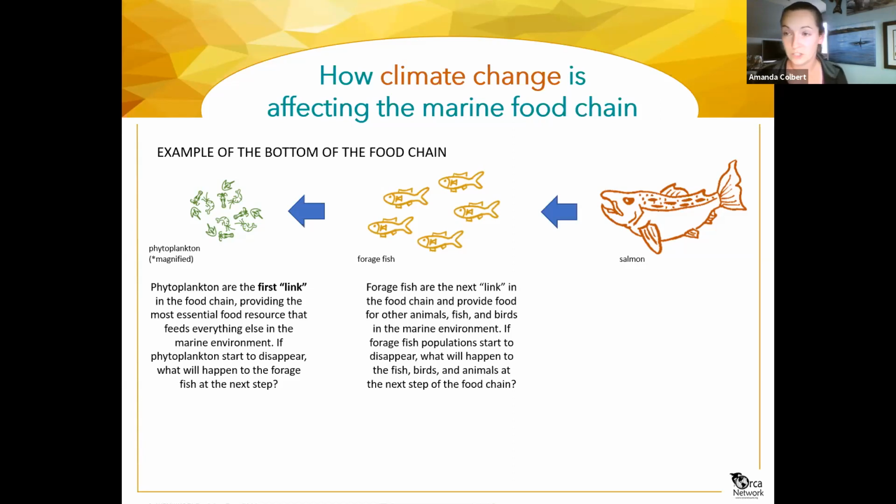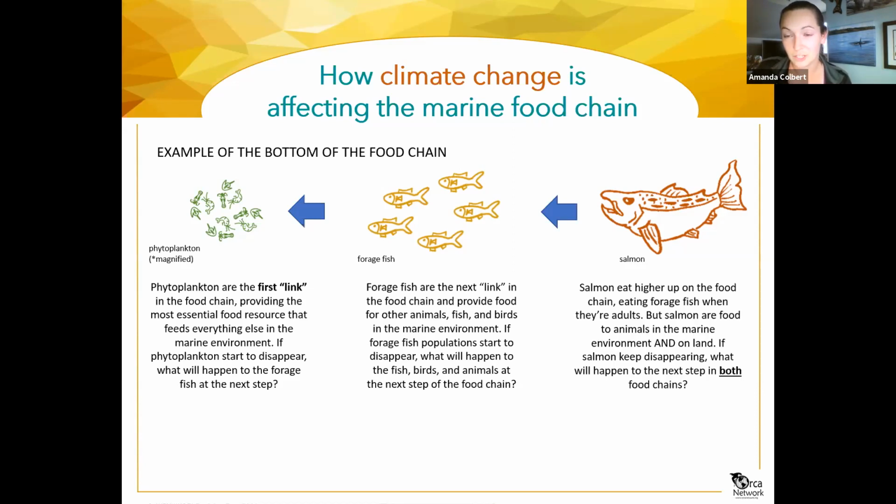And forage fish, kind of being that next link that is the jump after both phyto and zooplankton, provide food for other animals, fish, birds, so smaller marine animals and birds in the marine environment. So if forage fish populations start to disappear, then there's going to be some pretty profound effects on the next link in the food chain.